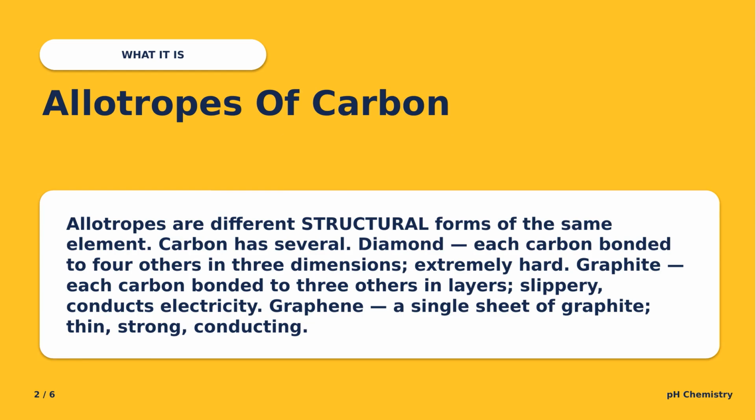Allotropes are different structural forms of the same element. Carbon has several. Diamond: each carbon is bonded to 4 others in 3 dimensions and is extremely hard. Graphite: each carbon is bonded to 3 others in layers, so it's slippery and conducts electricity. And graphene, a single sheet of graphite, thin, strong, conducting.